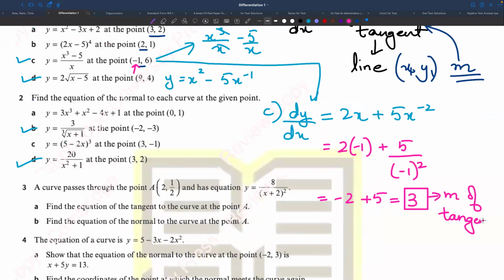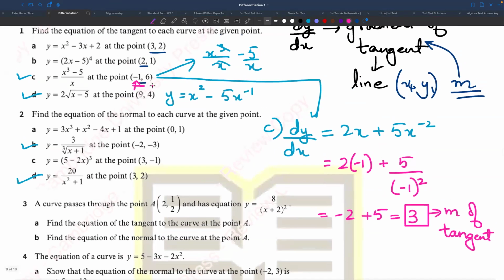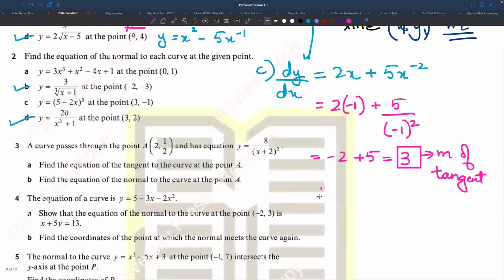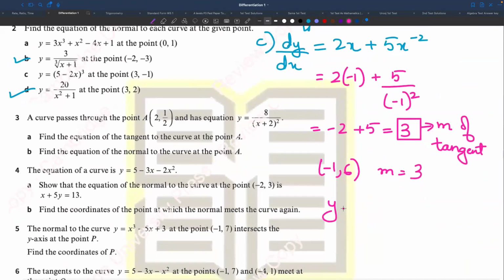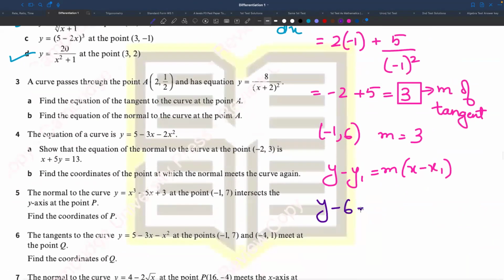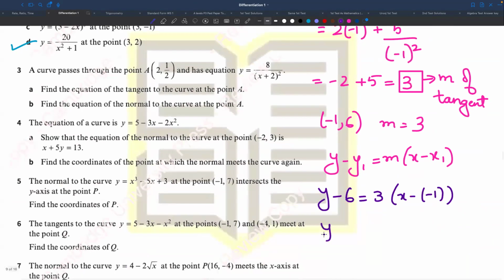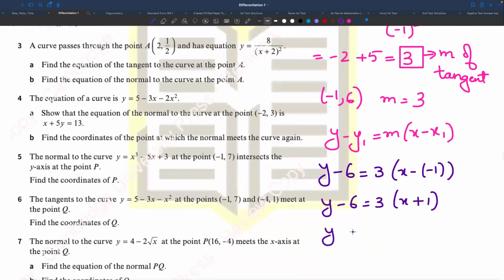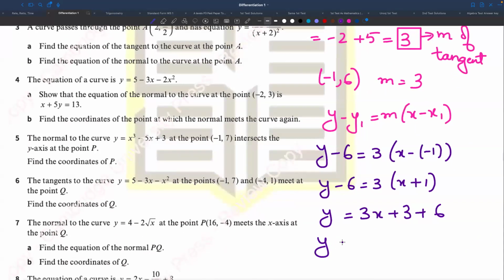Once you have the gradient of tangent, how do you make the equation? You need a point on the line which is given over here, minus 1, 6. So I have the point and I have the gradient. The formula for the equation of a line is, and this is something you have done before. So you will write y minus 6 is equals to 3 into x minus minus 1. And then you simplify 3x plus 3 plus 6. And the final equation becomes.